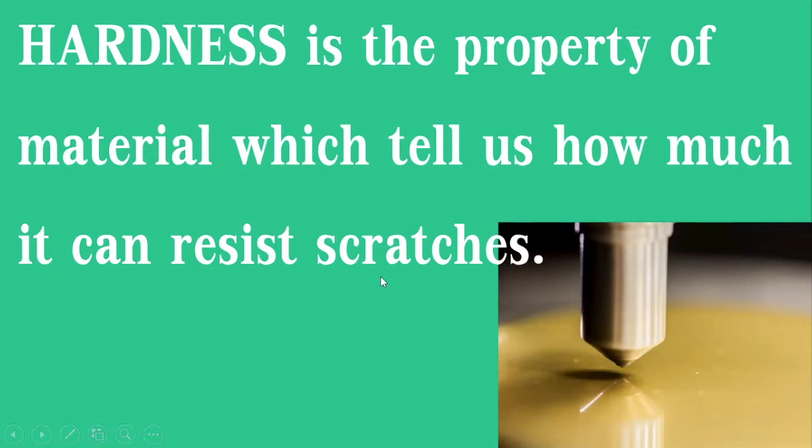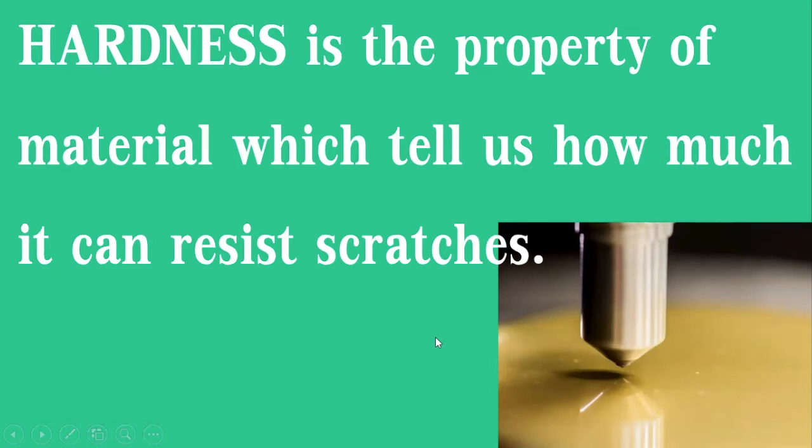Do you remember we did an activity? We take two different materials and we scratch one with the other. For example, in this picture, if we scratch this material with this one, we see scratches here. So the first material is harder than the second, because the first can scratch the second, all right? So one more time, hardness is the property of material which tells us how much it can resist scratches.